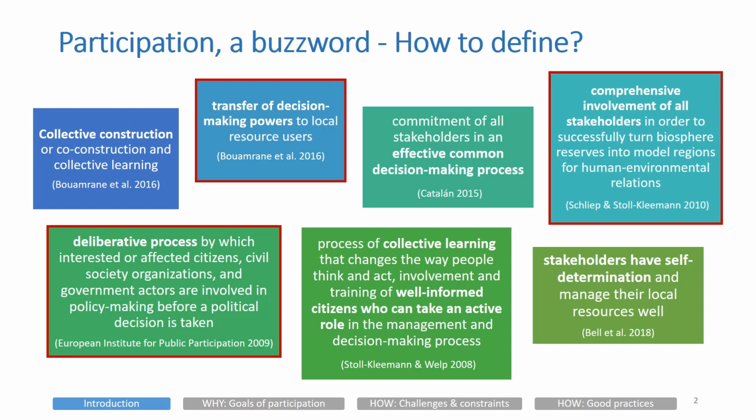For example, Buhamrane says it's a transfer of decision-making powers to local resource users. Schliep and Steuer-Kleemann say it's a comprehensive involvement of all stakeholders in order to successfully turn biosphere reserves into model regions for human-environmental relations. Or the European Institute for Public Participation says it's a deliberative process by which interested or affected citizens, civil society organizations and government actors are involved in policymaking before a political decision is taken.